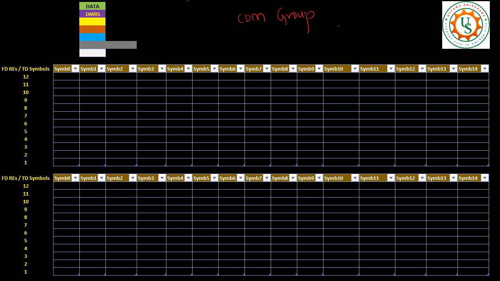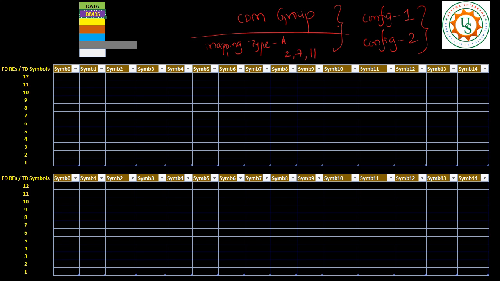In the previous video, I was mainly talking about config type 1 and config type 2. This is a prerequisite, or if you already know this concept, that's well and good. So in case of config type 1, how are the DMRS allocated? For now, I will consider mapping type A, and I will consider DMRS locations as 2, 7, and 11.